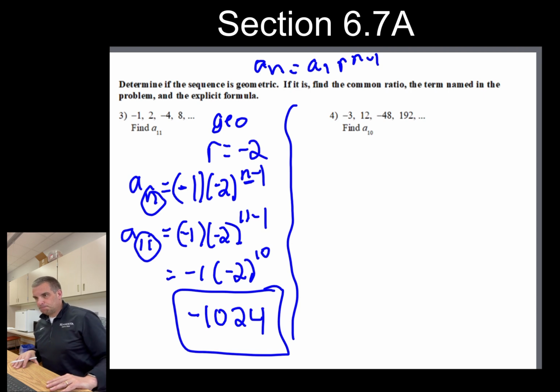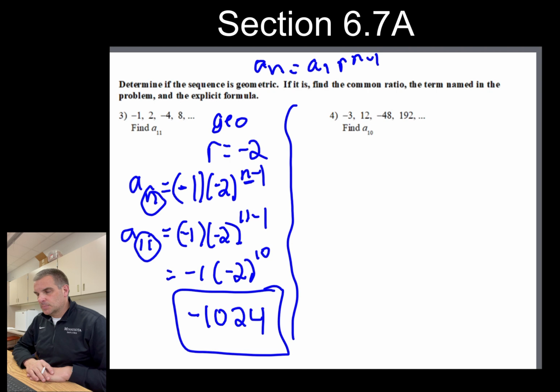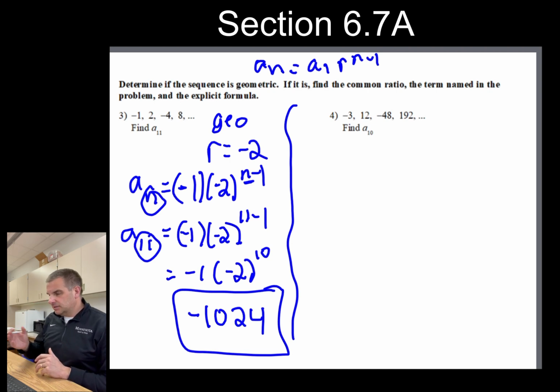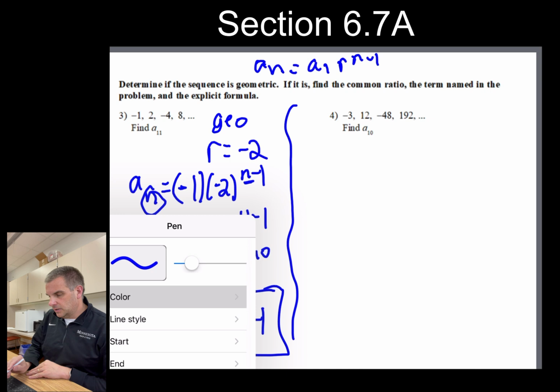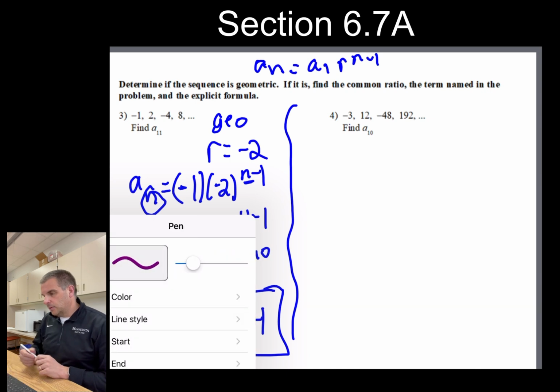Okay. The next one. Determine if the sequence is geometric again. Find the ratio, and see if you can find the next one. So go ahead, I'll give you a few seconds. Go ahead and do question number 4.